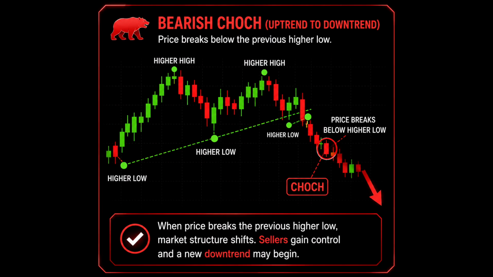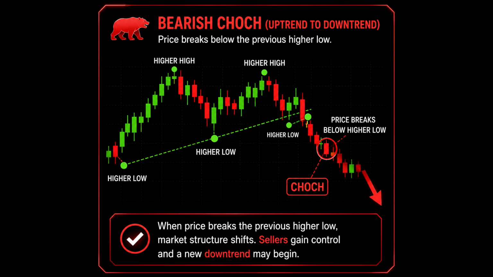Why is CHOCH important? Because it allows traders to identify potential trend reversals before they become obvious to everyone else. Professional traders use CHOCH alongside other smart money concepts such as liquidity sweeps, order blocks, fair value gaps, and break of structure confirmations to build high probability trading setups.